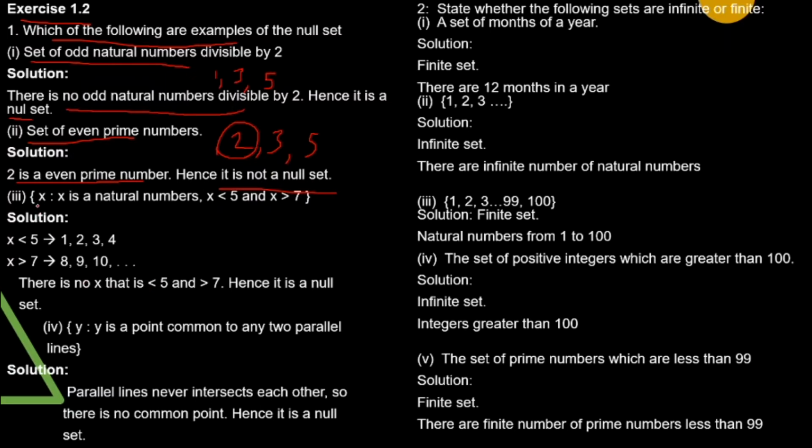Next, x such that x is a natural number, x less than 5 and x greater than 7. If I say x less than 5, what are the elements? 1, 2, 3, 4. If I say x greater than 7, 8, 9, 10. Nothing in common, right? So there is no x that is less than 5 and greater than 7. Hence it is a null set. I hope you all understood how to find a null set, right?